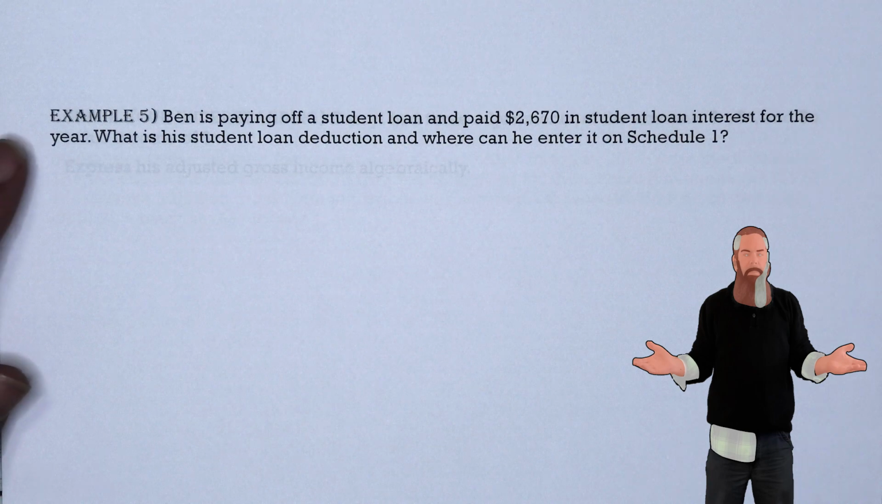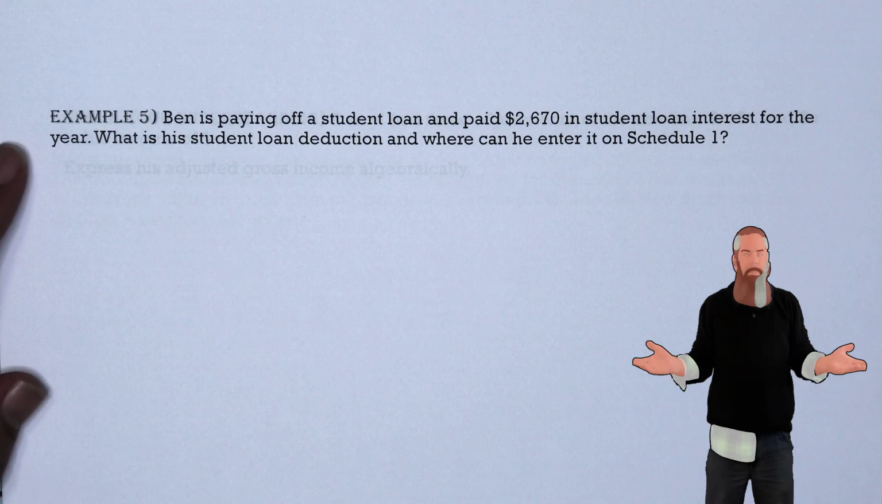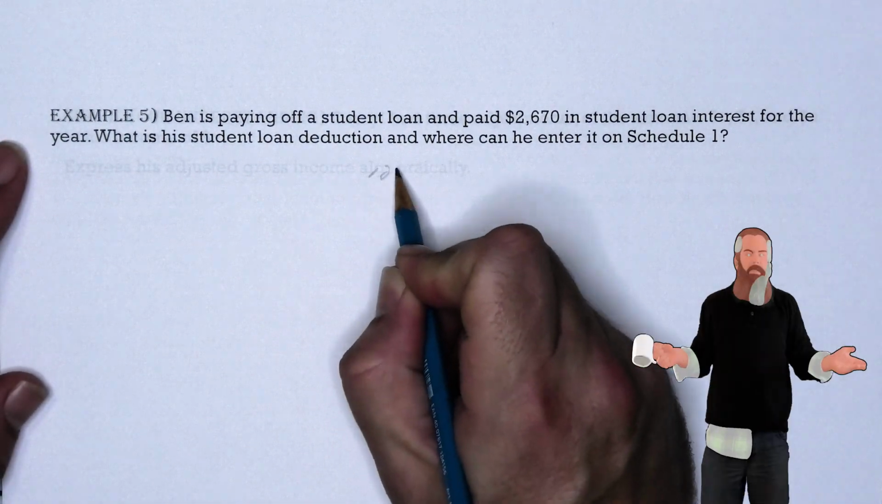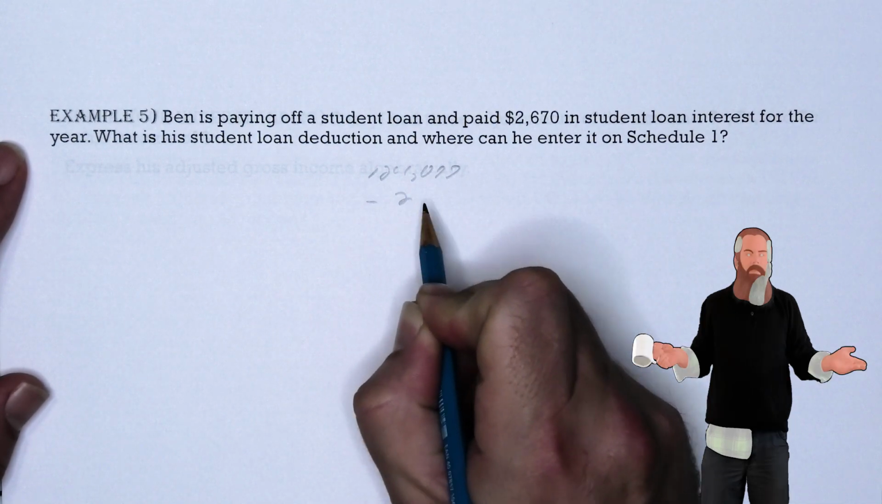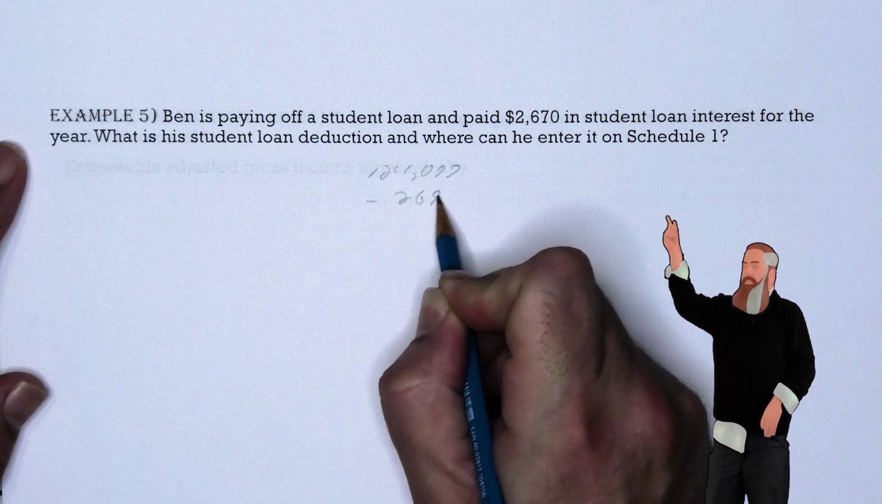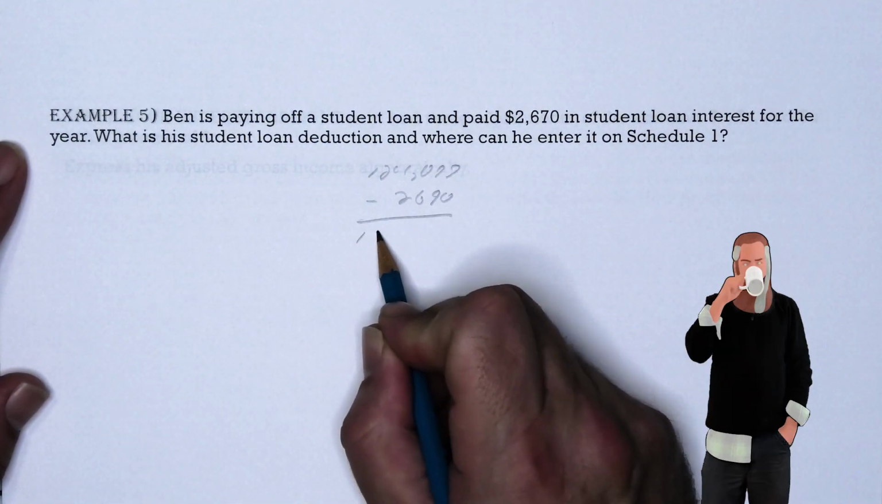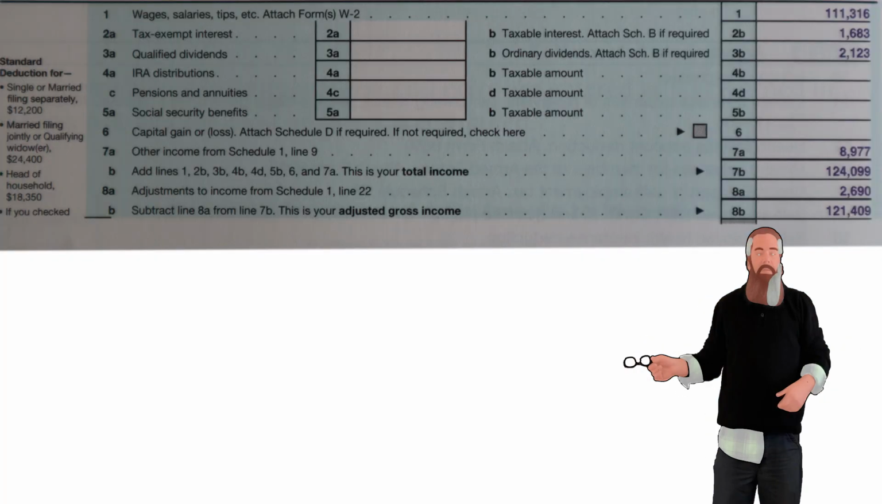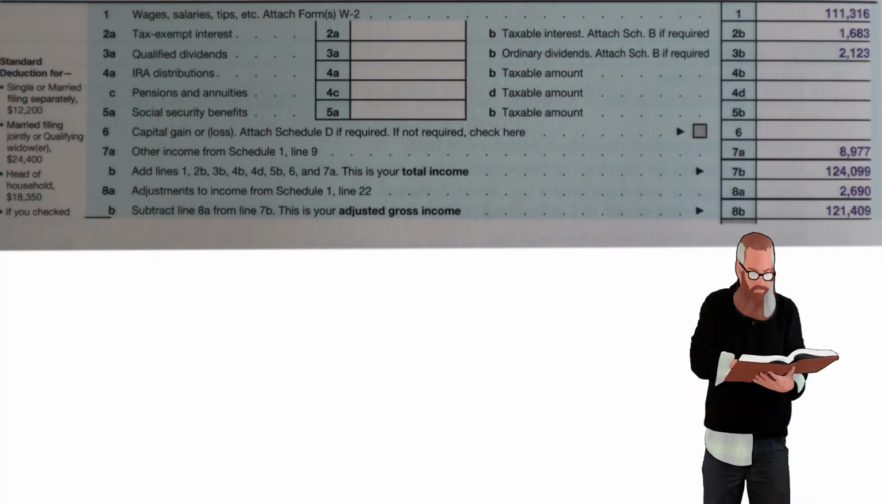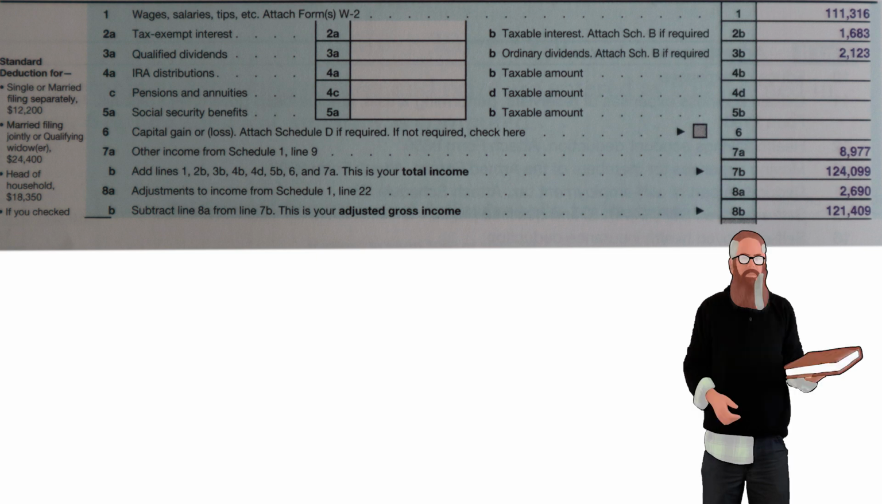The result is entered on line 8B of Form 1040, so we get $124,099 minus $2,690. And this is going to give us $121,409. The adjustments to income section of Schedule 1 has allowed the Pasquales to lower their income before they look it up on the tax table.